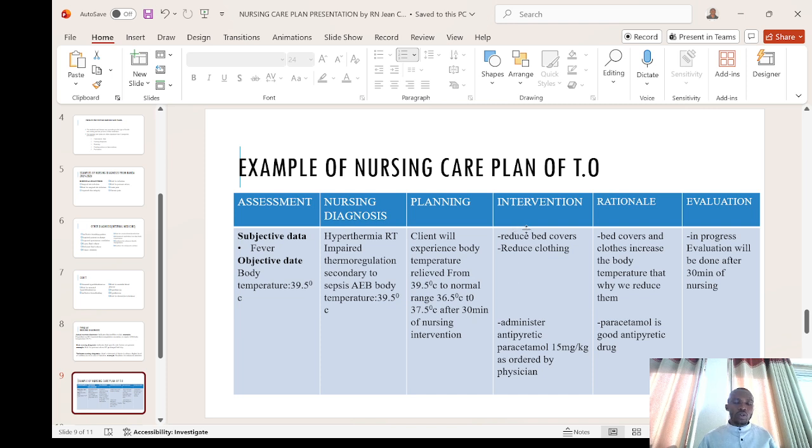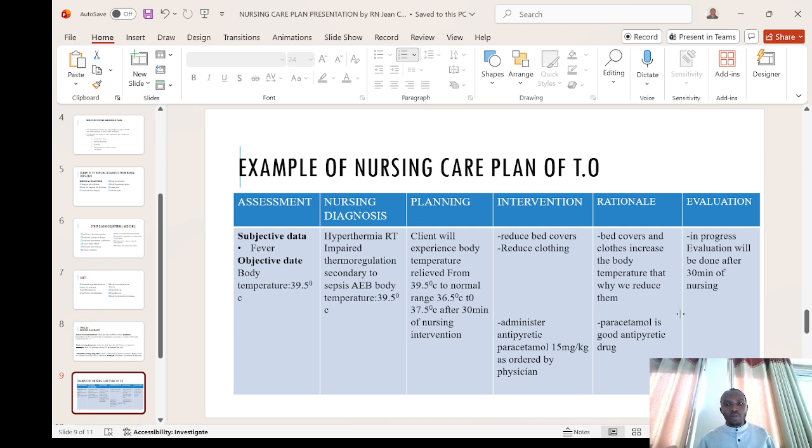So the intervention you've done is to reduce bed covers and reduce clothing. Why do we reduce bed covers and clothing? The rationale behind this is that when you reduce the bed covers, you reduce the heat, and then the temperature will be lowered. The next intervention is to administer antipyretic paracetamol 15 milligrams per kg as ordered by the physician. And for this paracetamol, the rationale behind it is that it's a good antipyretic, so it will be easy to administer and you reduce this temperature.